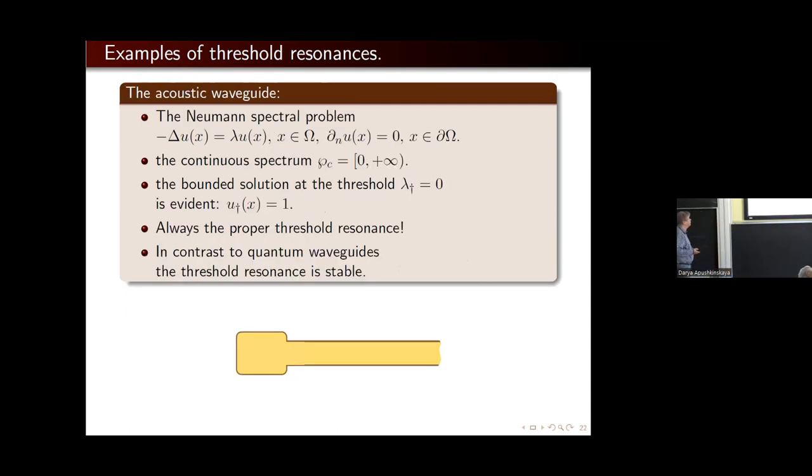Okay, so this is what I wanted to say about the simple problem. In this case, the Neumann problem is even much simpler, because the threshold resonance at the zero threshold always exists and always is proper. Because the Neumann problem without right-hand side has only a constant solution. The constant solution clearly stabilizes at infinity. And that's why the threshold resonance for the Neumann Laplacian is stable.